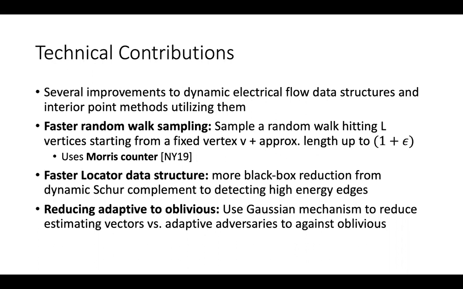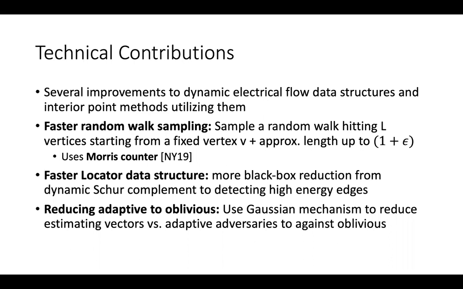The first improvement is that we give a faster algorithm for sampling random walks in graphs in the following sense. Given a graph G and a vertex V, we wish to sample a random walk from V that hits L distinct vertices. It's important that the vertices are distinct, starting from a fixed vertex V. And we wish to approximate the total length of the random walk up to a 1 plus epsilon factor. We'll clarify the setup when we get to it. Our algorithm surprisingly uses a Morris counter, an approximate counting algorithm, to efficiently do this.